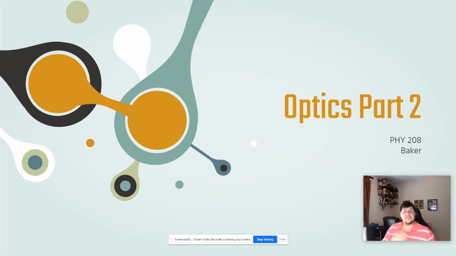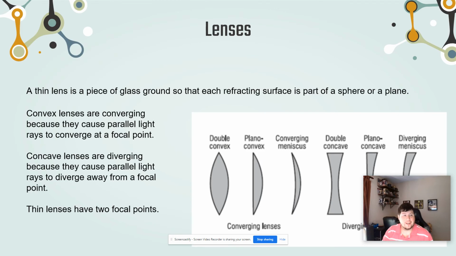Hello, folks. Today in this video, we're going to talk about optics part two. We're going to take a look this time at lenses. Let's get started. So lenses work very similar to mirrors, but the difference is that lenses use refraction rather than reflection to change the path of the light.